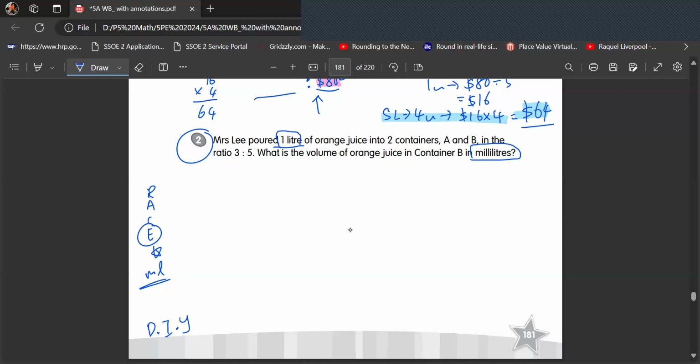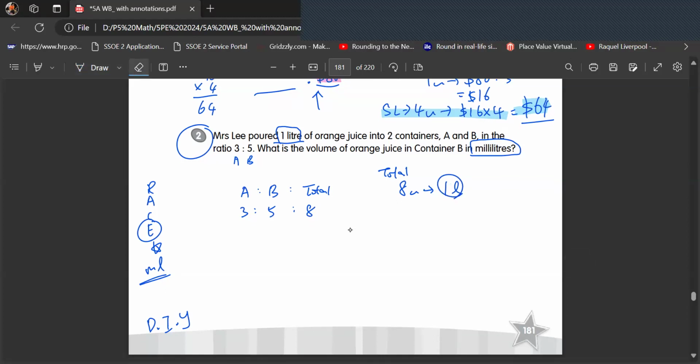So I have A and B. A is to B is 3 is to 5. Now that I know the total is 8 units, 8 units is 1 liter. Now, obviously, I can't divide like that. So from this point, the 1 liter, I will already convert to 1000 milliliters.